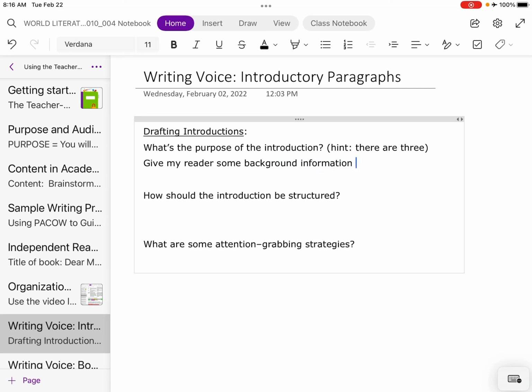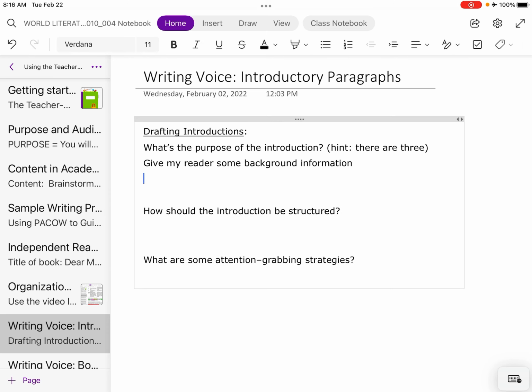In addition to that, I also want to give them some sort of hook or attention grabber that makes them want to read. I'm sure most of you will attest to this: if the first couple paragraphs of a story or an article aren't all that interesting, it's real easy to put it down and walk away. So I want to grab the attention.